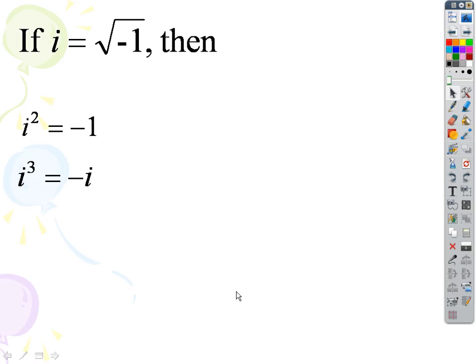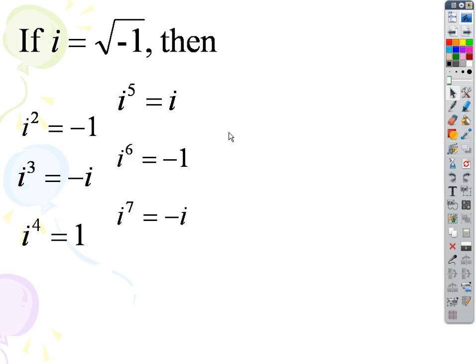And then i to the 5th starts the whole cycle over again. i to the 5th is the same as i. i to the 6th is the same as i squared, which is -1. i to the 7th is the same as i cubed. i to the 8th is the same as i to the 4th, etc. As far as you want to go.